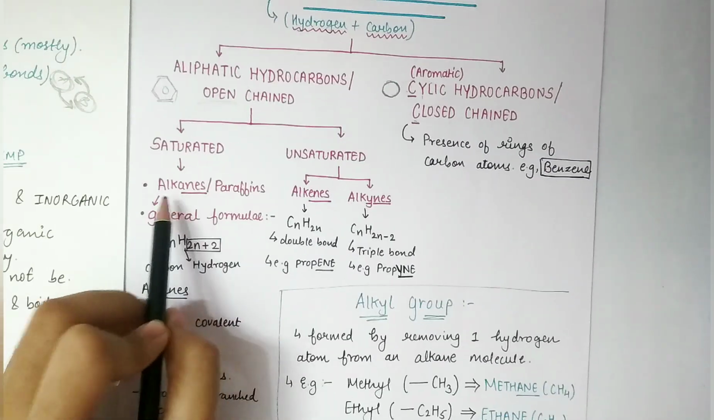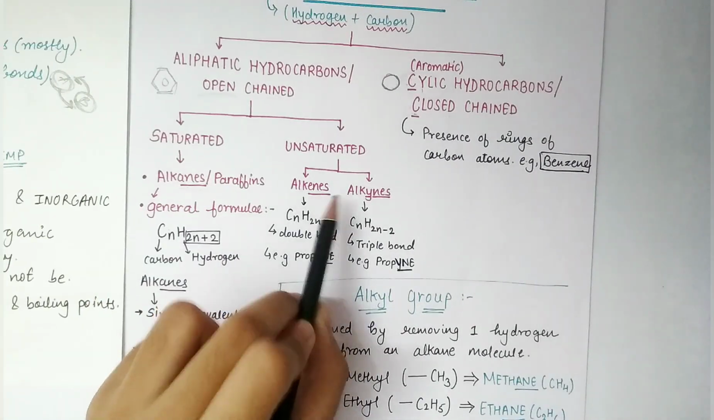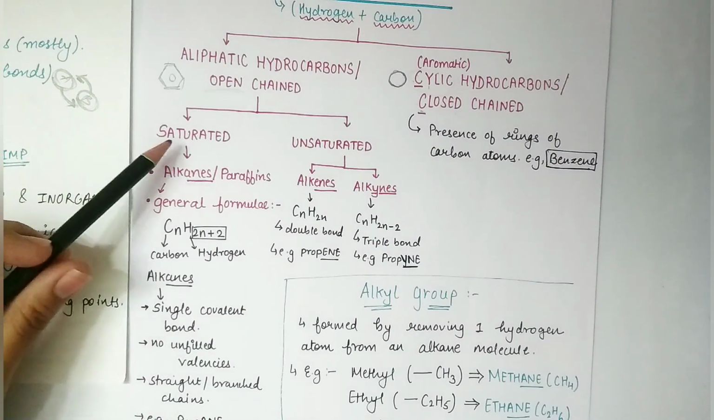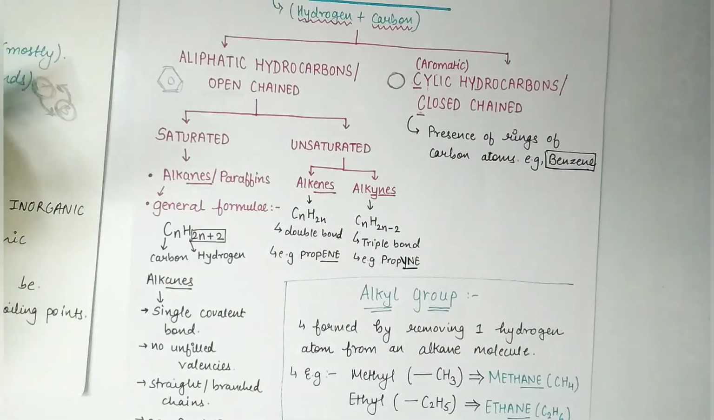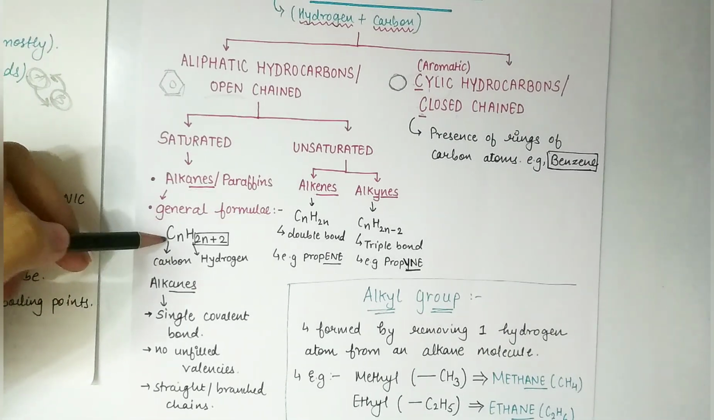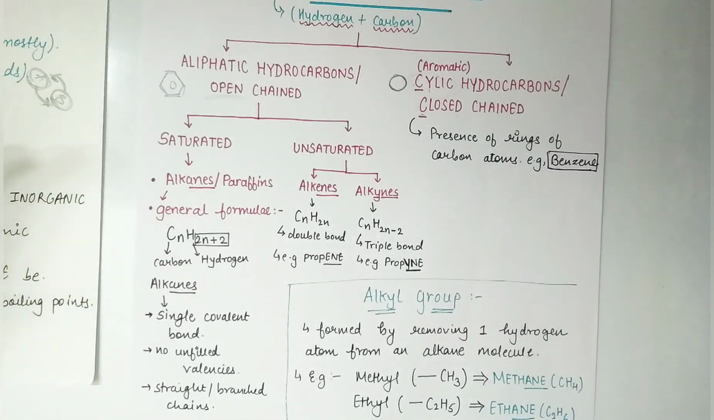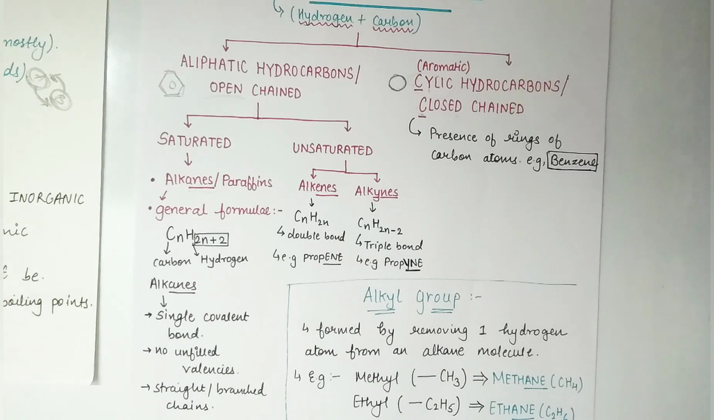This is alkane, this is alkene, and this is alkyne. So you can see saturated includes alkanes, but unsaturated has two types: alkenes and alkynes. The general formula of alkane is CnH2n+2. Now you must be thinking, what is all of this out of a sudden? Okay, so let me just explain.